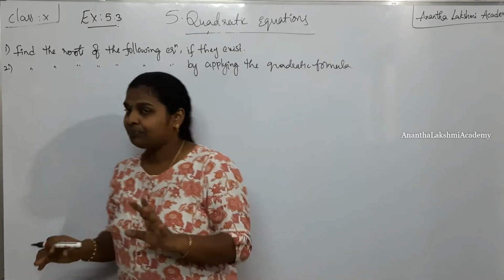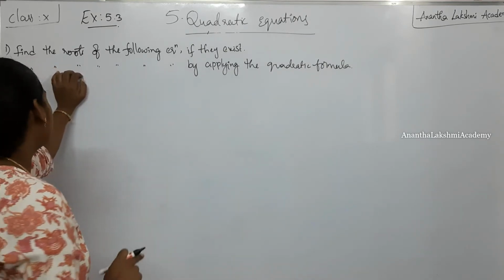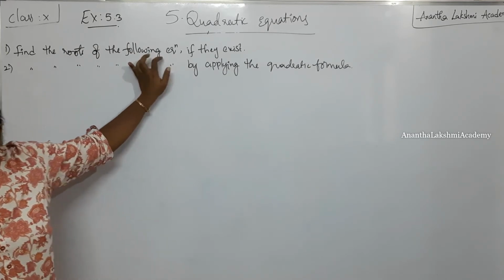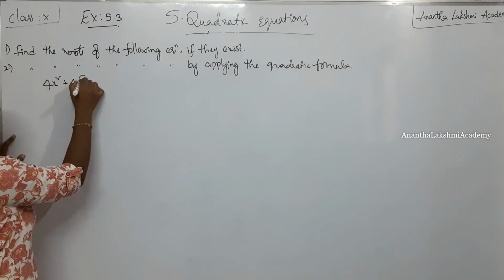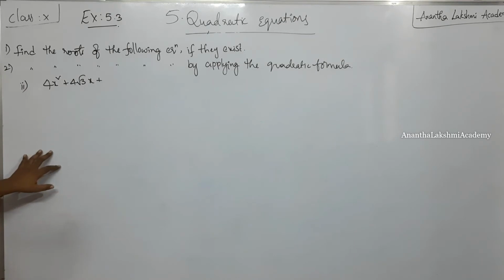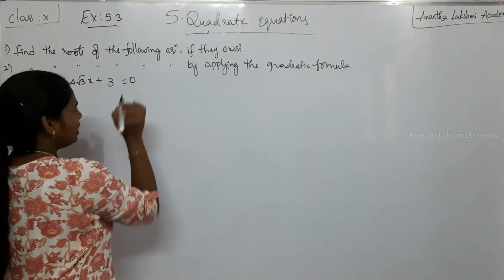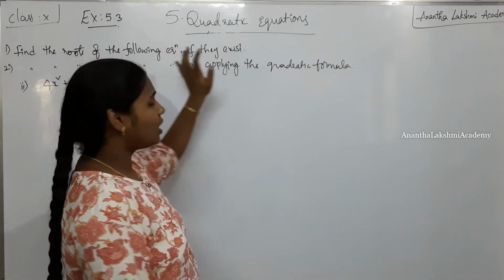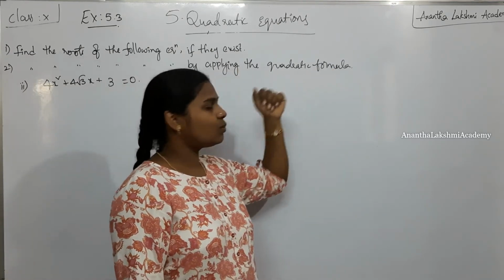The reason I wrote the first and second problems on the board at a stretch is because they ask to find the roots of the following equation if they exist. The equation is 4x square plus 4 root 3x plus 3 is equal to 0. In the first problem, they are asking us to figure out the roots if they exist, and in the second, they are asking us to use the quadratic formula.